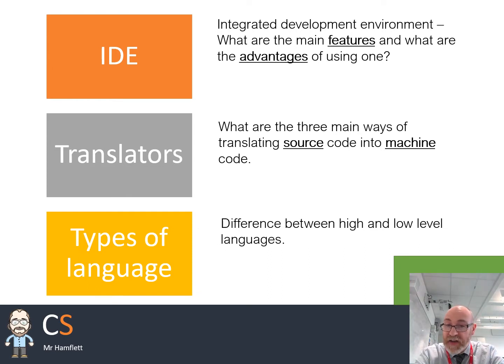We're going to look at translators, and this is the program that will take the source code that we write, the code that we write on the computer, so like Python code, and it will turn it into machine code that the CPU will understand. We'll also look at two types of language known as high-level language and low-level language.